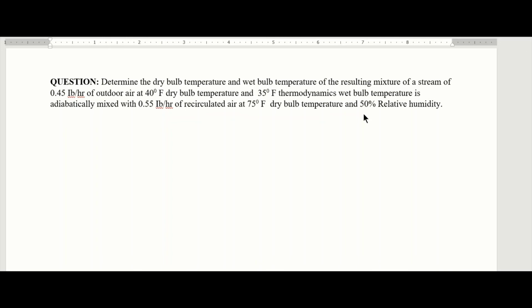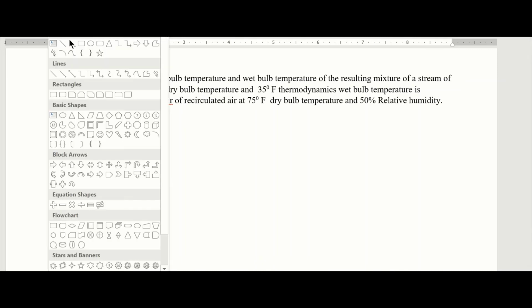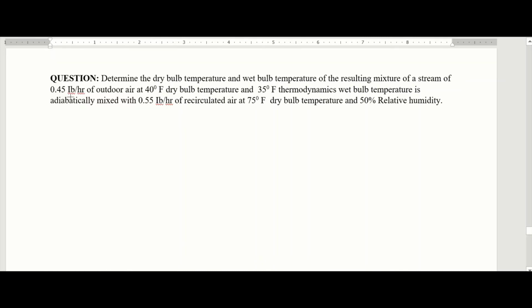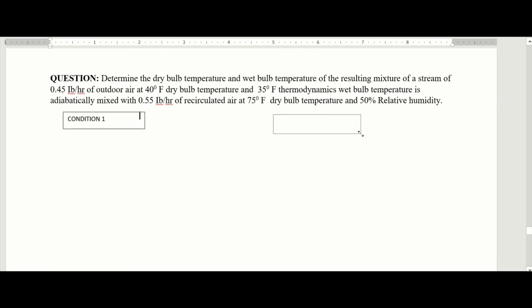So I would like us to write out our given conditions. In this case, we have two conditions. Let's call it condition 1, and we'll call the other one condition 2.